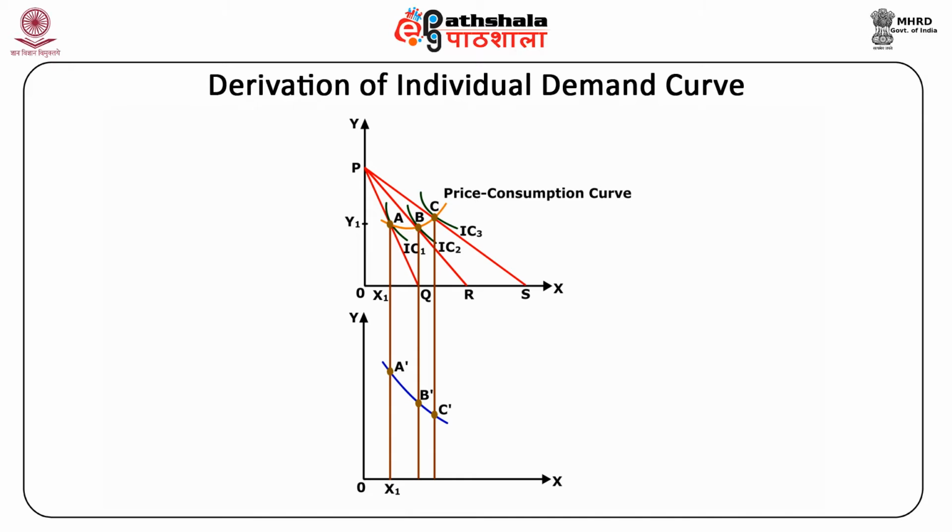Consider the equilibrium point A on the budget line PQ, where the quantity demanded of X is OX1. The price of X for the budget line PQ is given by the slope of the budget line. The point A' in the lower panel directly relates the quantity demanded of X at A to the price level of X corresponding to the budget line PQ. Similarly, points B' and C' show the quantity of X demanded at the equilibrium points B and C in the top panel and the price levels of X corresponding to the budget lines PR and PS respectively. The demand curve for good X is obtained by joining the points like A', B' and C'.